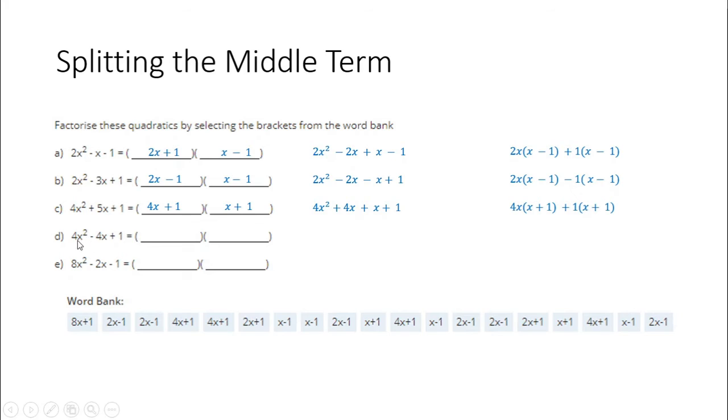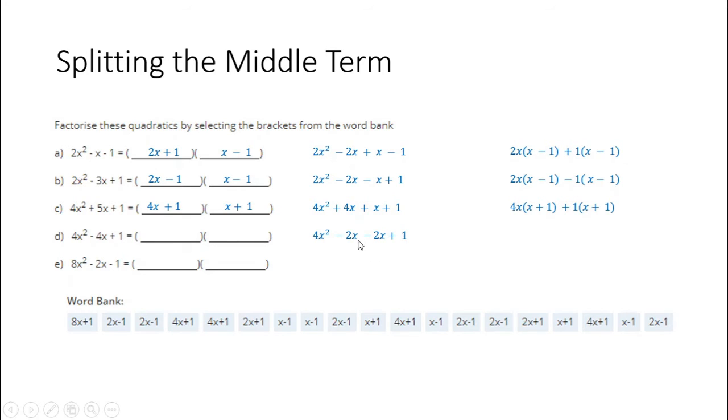Now I see there's a negative in this quadratic, so I have to really think about my signs. There's at least going to be one negative in here. Is there going to be two? Well, if it multiplies to make a positive, the signs have to be the same. So they must both be negatives. So I'm looking for a number that multiplies to make positive 4 and adds to make negative 4, and it's a negative and a negative. Negative 2 and negative 2 multiply to make positive 4 and add to make negative 4. So I split my negative 4x into negative 2x, negative 2x.